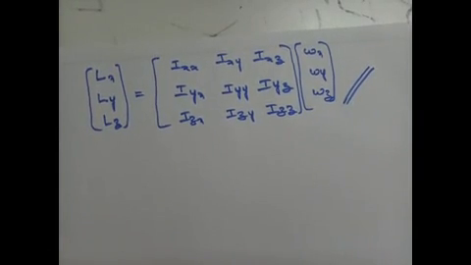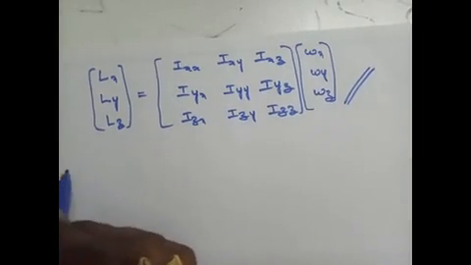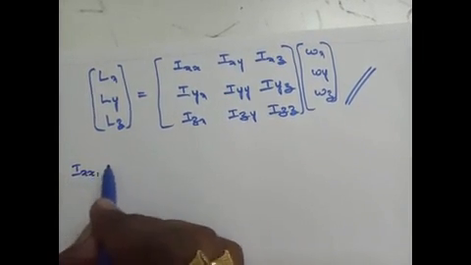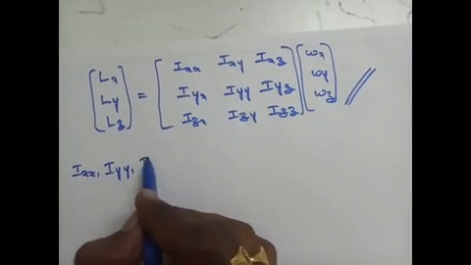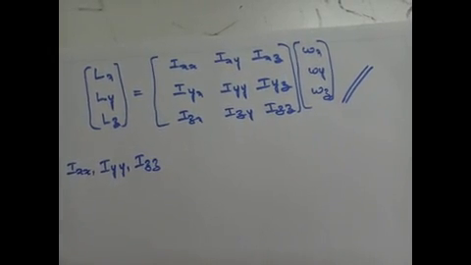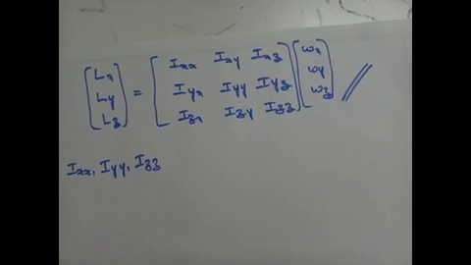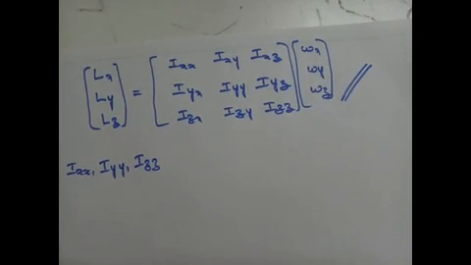This is a very important formula. The diagonal elements Ixx, Iyy, and Izz are called the principal moments of inertia around the x, y, z axes respectively, and the other 6 elements, Ixy, Ixz, Iyx, Iyz, Izx, and Izy, are called the off-diagonal terms or products of inertia. This can also be expressed in compact form.